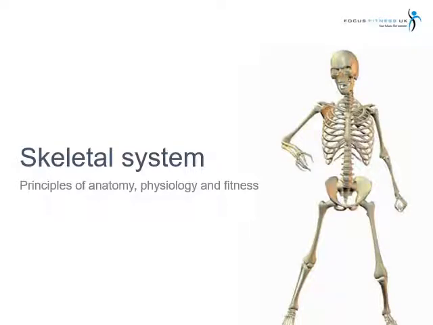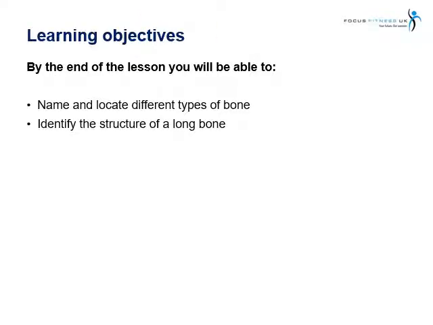Okay, so this is the second part of the skeletal system at level 2, and we're looking at the types of bone. Specifically, we'll be looking at locating and naming different types of bone and identifying the structure of what we call a long bone, and how that relates to the functions of a bone.